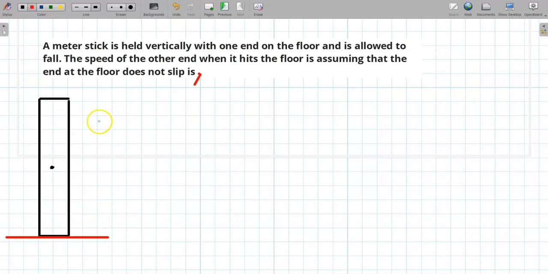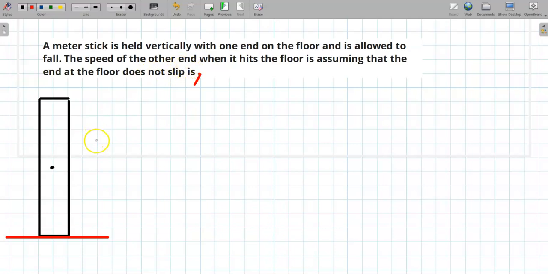A meter stick is held vertically with one end on the floor and is allowed to fall. What is the speed of the other end when it hits the floor, assuming that the end at the floor does not slip? So we are going to find the speed of the other end.